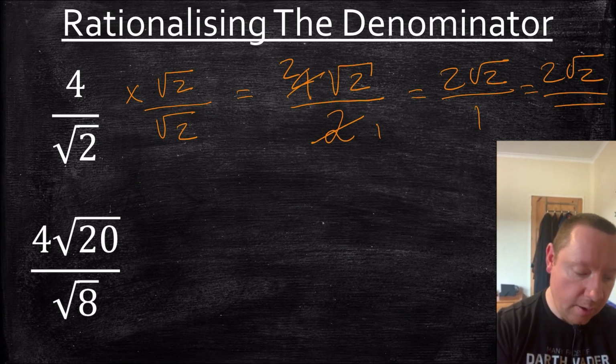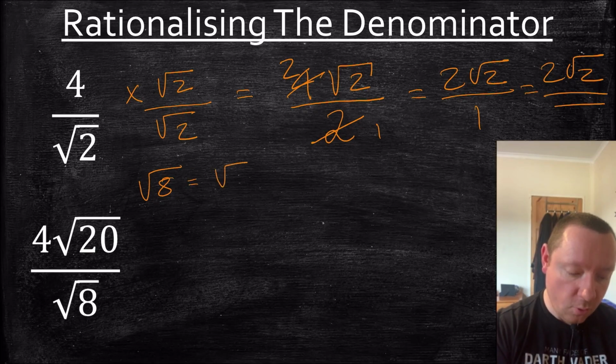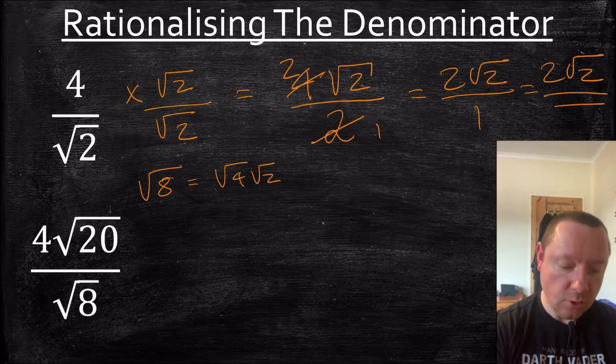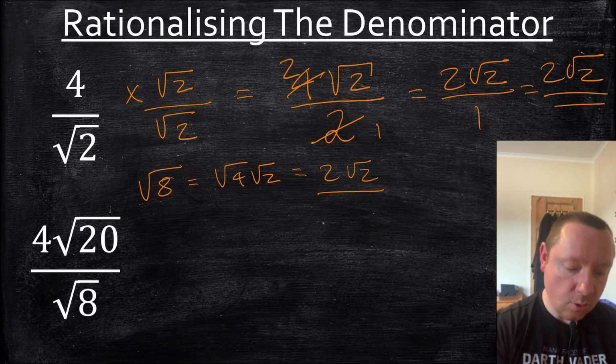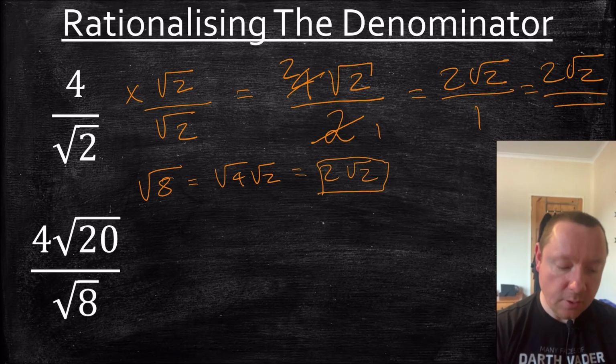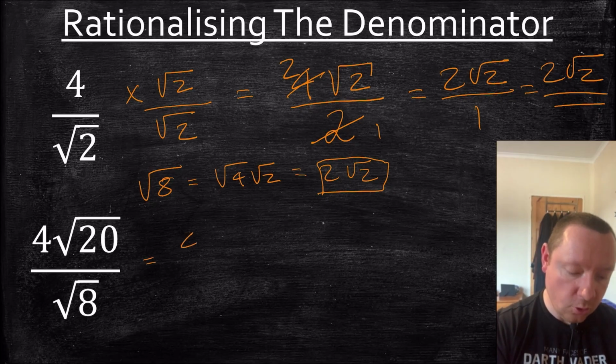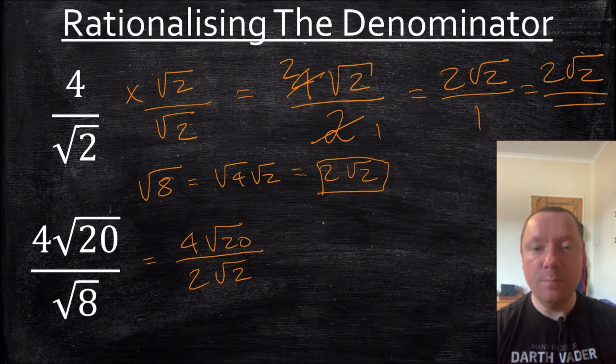So if I at the side write root 8, well, that equals root 4 times root 2. 4 times 2 is 8. Square root of 4 is 2, so that's 2 root 2. So I'm going to use that instead of my root 8. So I've got 4 root 20 over 2 root 2. Let's go ahead and simplify that straight away.